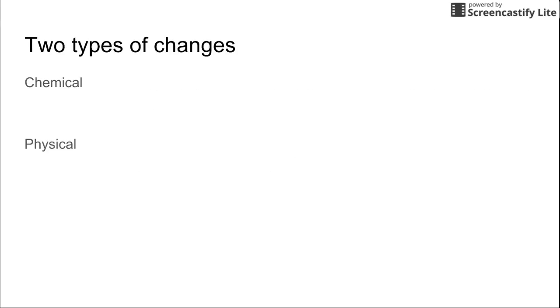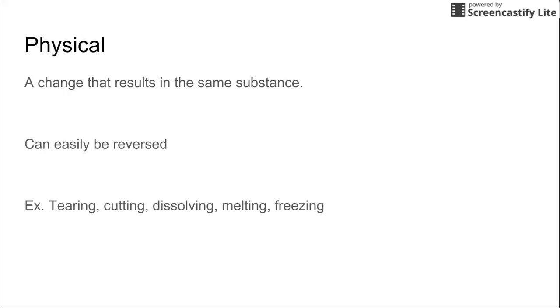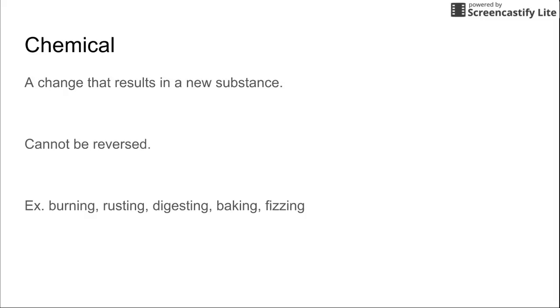Just like there's two properties, there's also two types of changes: chemical and physical changes. A physical change is a change that results in the same substance and it can easily be reversed. An example of this might be tearing, cutting, dissolving something, melting, or freezing. A chemical change is a change that results in a new substance, and this cannot be reversed. This might be burning, rusting, digesting, baking, or fizzing something.